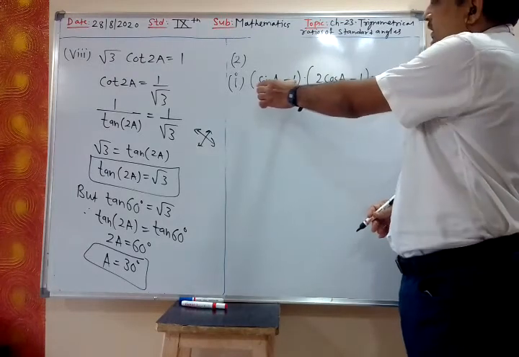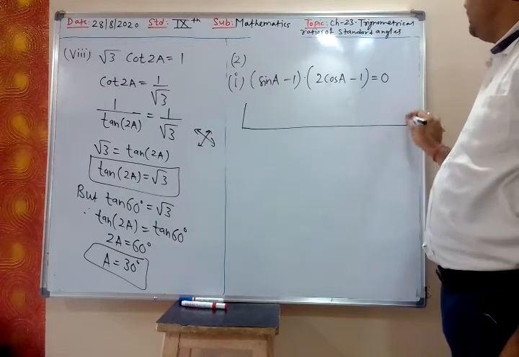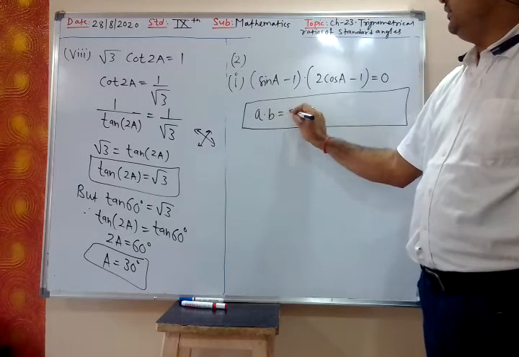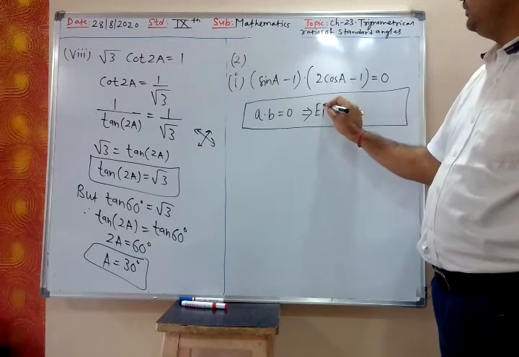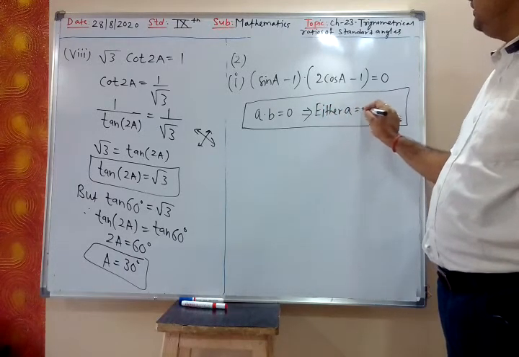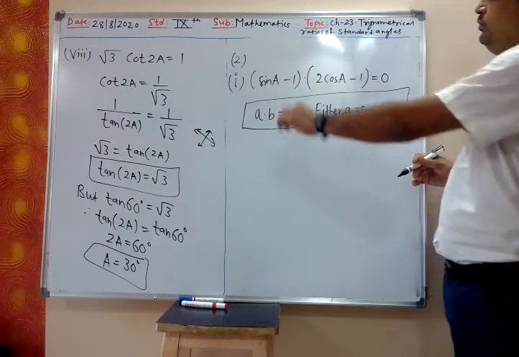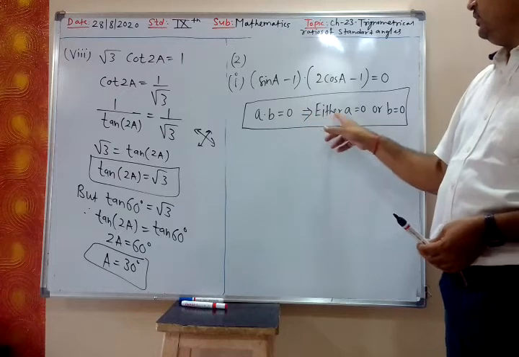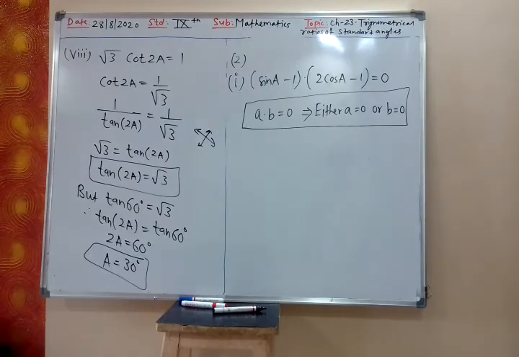So now this is multiplication. This logic you have to remember. Always you remember this logic. Whenever we have a dot b is 0, that implies either a is 0 or b is 0. This logic we apply everywhere. Multiplication of two numbers is 0. That means either a is 0 or b is 0.